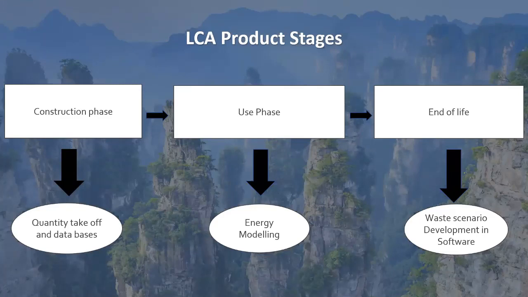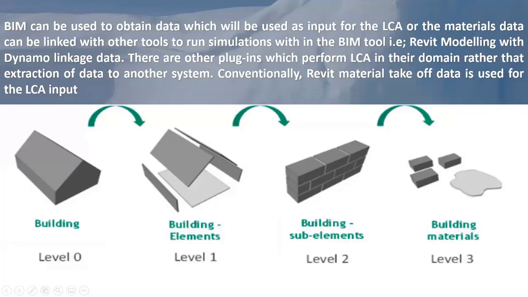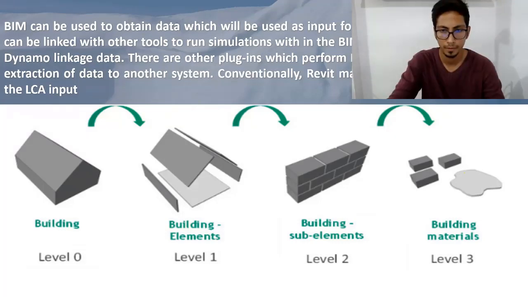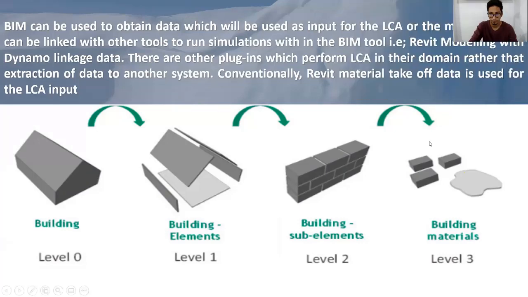And you can develop your own waste scenario, because everything is editable and can be explained in separate files. I will explain that later in the practical demo. So this is the BIM and the level of detail and the other stuff. This is the building level one, the building elements, the building sub elements, and those items. Ultimately it will come down to the building material, and it's quite interesting.